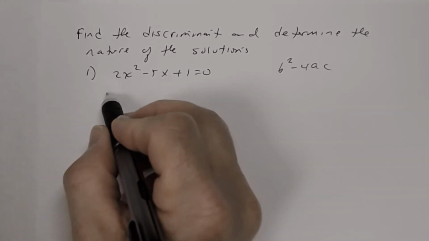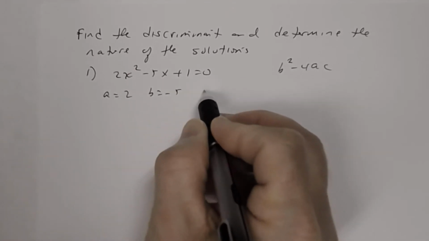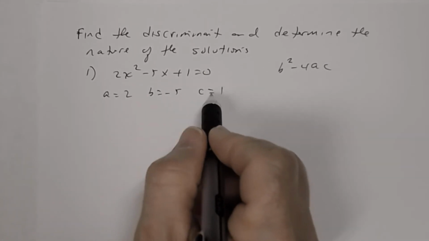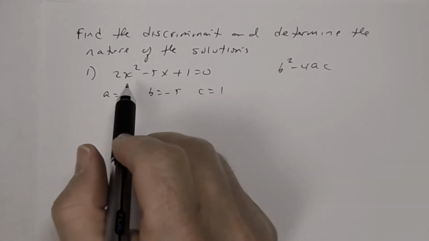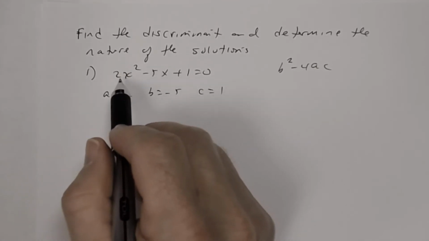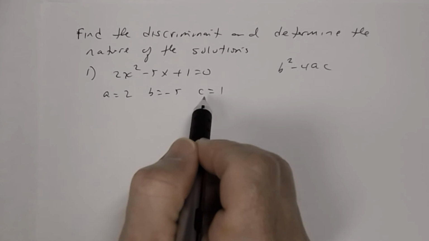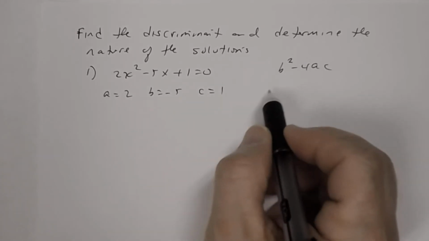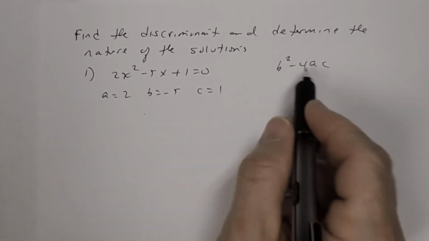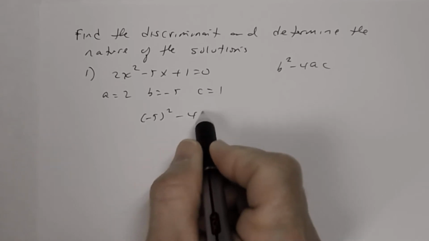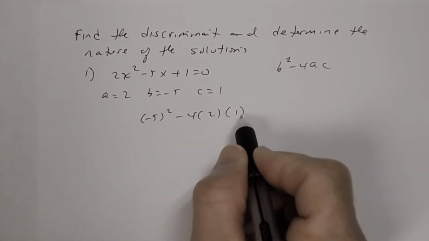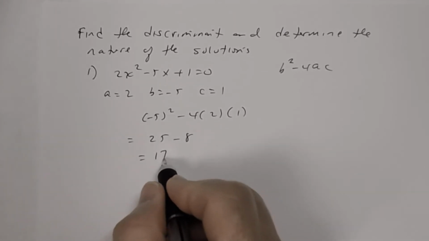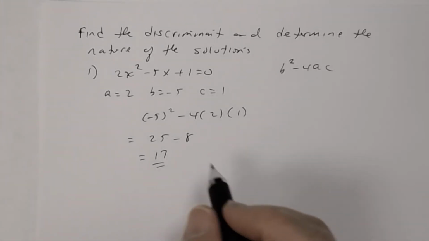All right. So it helps though if you label a, b, and c. So a is 2, b is -5 rather, c is 1. Okay. So remember though, you got to be careful. Make sure a is the coefficient of x squared, b is the coefficient of x, and c is your constant, and it must be in standard form. All right, so let's substitute this into the discriminant. So we get -5 squared minus 4 times a, which is 2, times c, which is 1. So I get 25 minus 8, and 25 minus 8 is 17. All right, so the discriminant is 17.